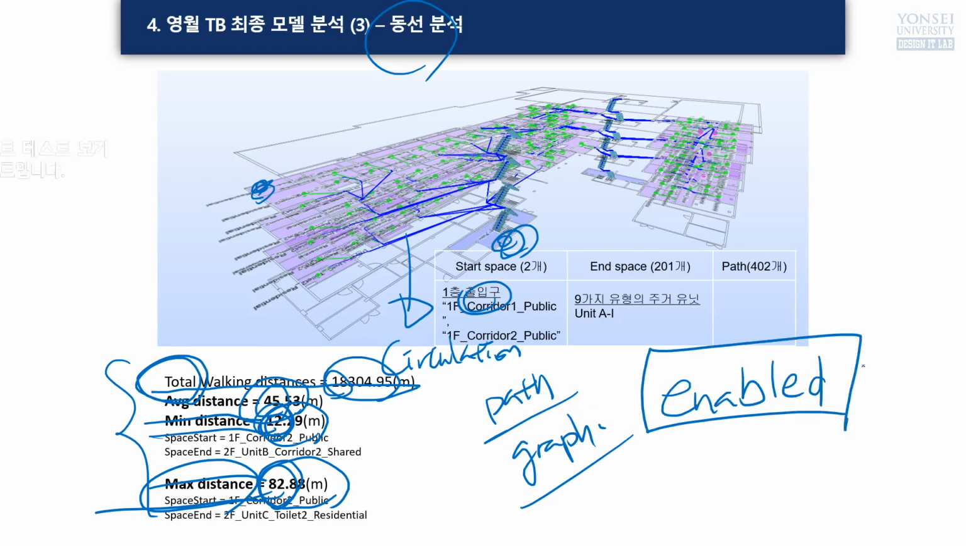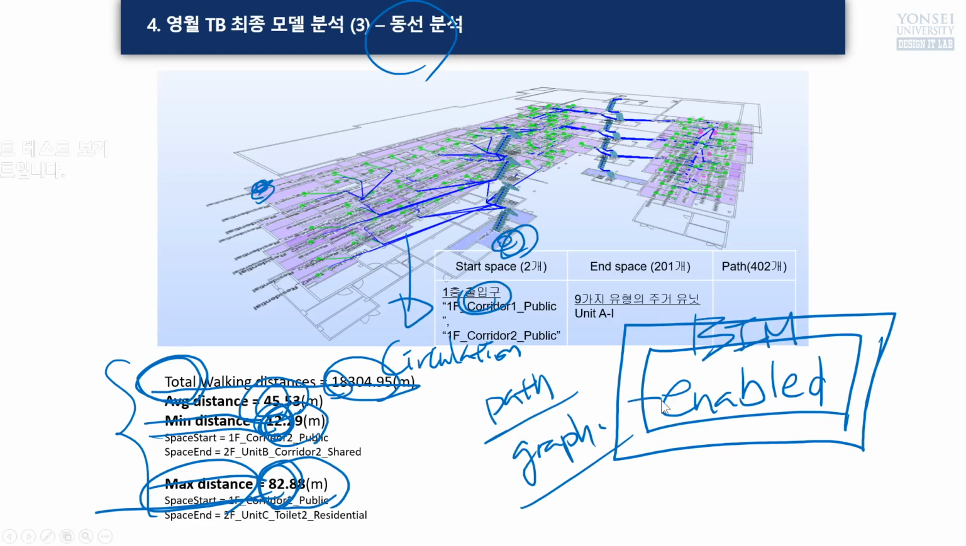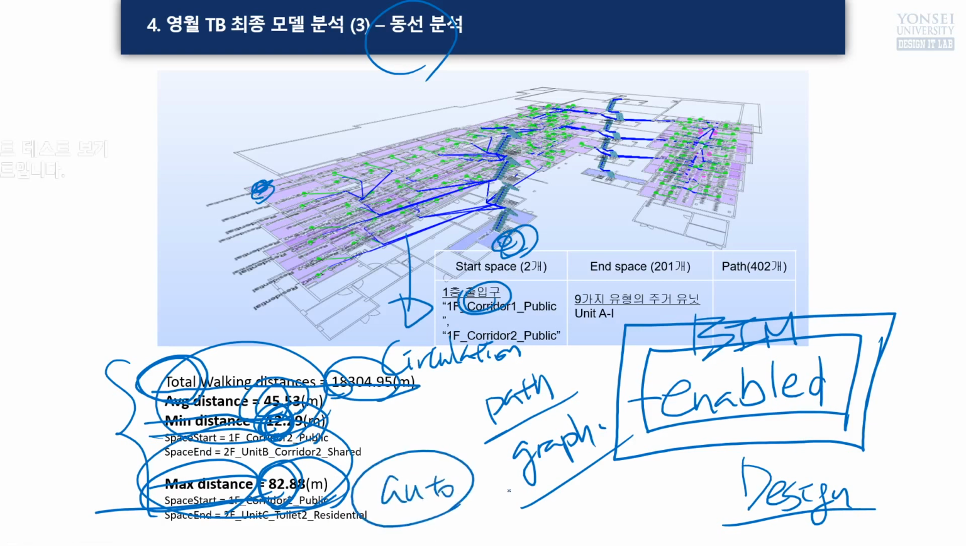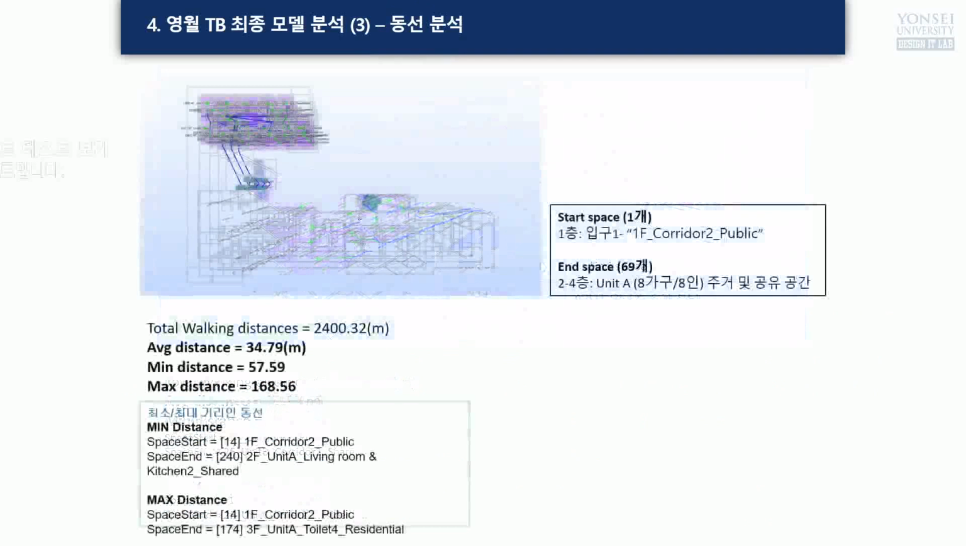So now I'm 100% sure that you fully understand why I mentioned BIM enabled design. This is so-called BIM enabled design. How to calculate this kind of numbers in automation? That's the point. Okay. Some more cases, more examples.